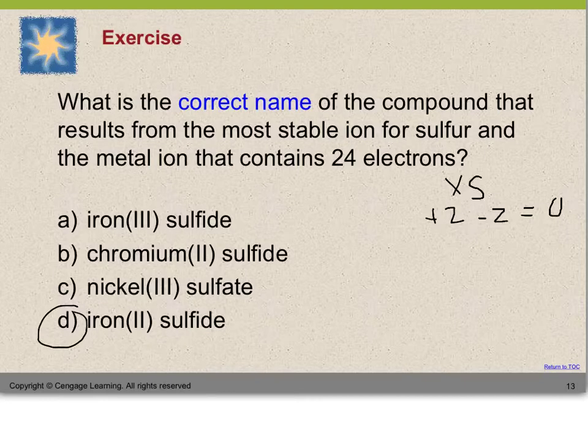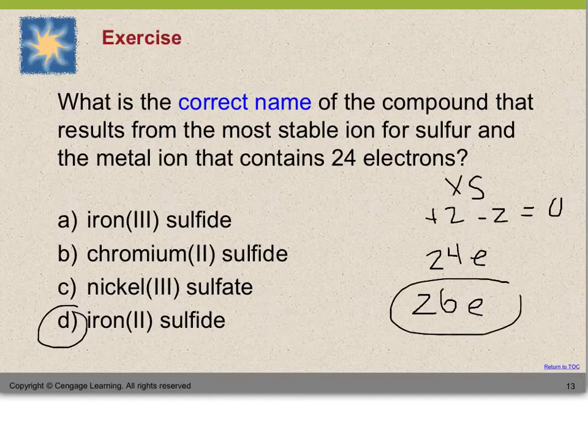Now we know that our ion has 24 electrons. So how many electrons does the uncharged have? If it's a +2 and it has 24, so how many must the uncharged metal have? 26 electrons. So we lost 2 electrons to go to 24, and we have a +2 charge. And the only metal with 26 electrons would be iron, with atomic number 26.